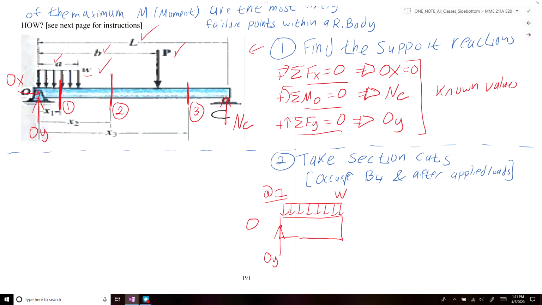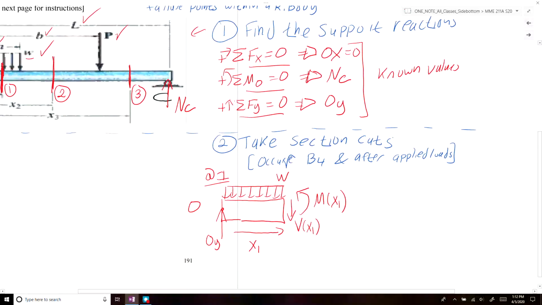And then we have the length of this section is variable, so we'll leave it as a variable. We'll call that variable x1. Alright, and then we'll include our 2 internal forces. We'll have our shear force, I'll call this V of x1, and then we'll have our moment, M of x1.